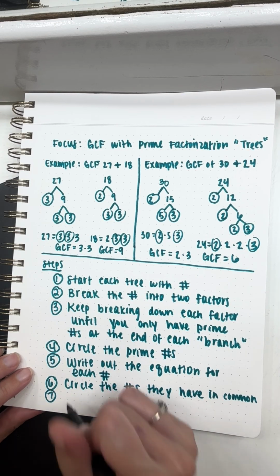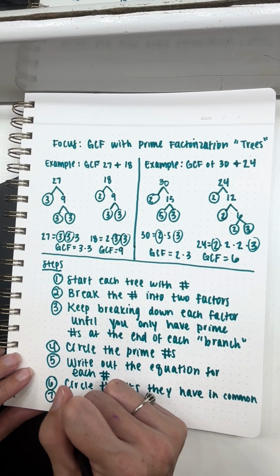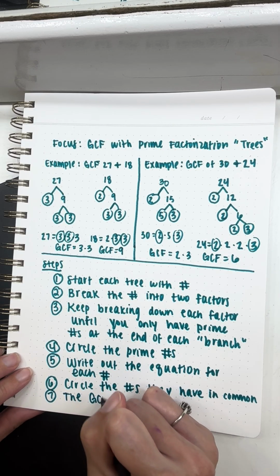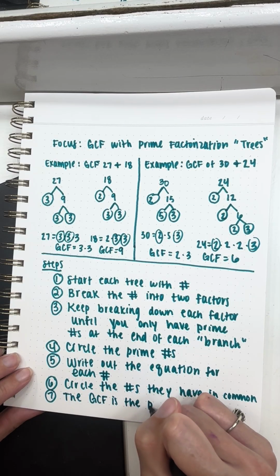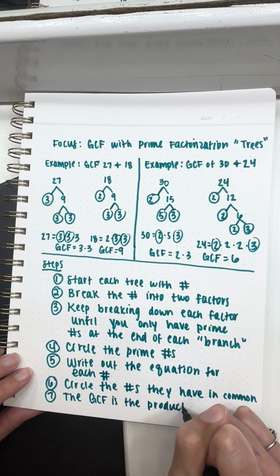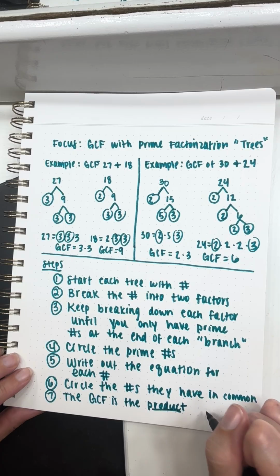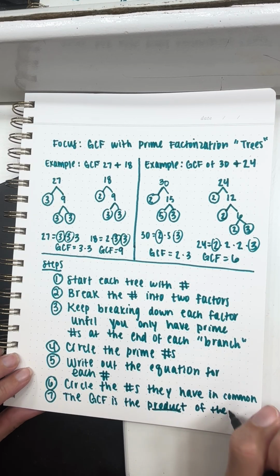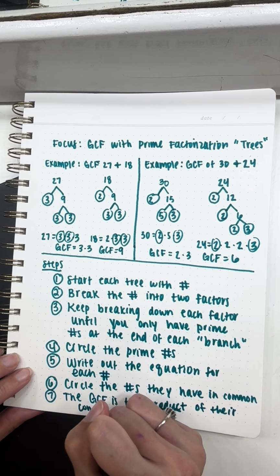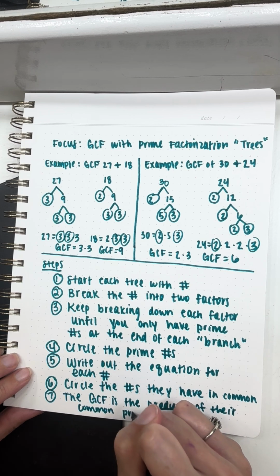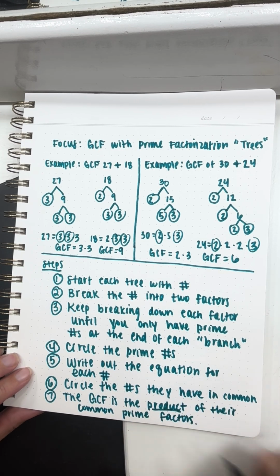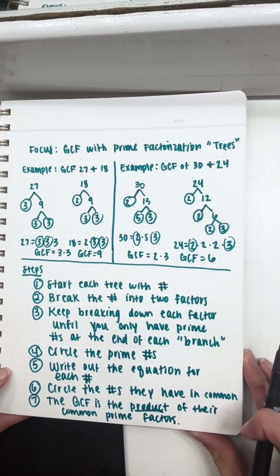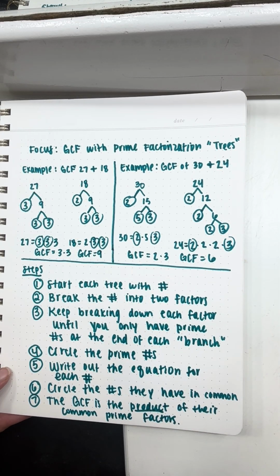I'm running out of space. It's okay, it's my last step. The GCF is the product of their common prime factors. Now you're ready to try it on your own.